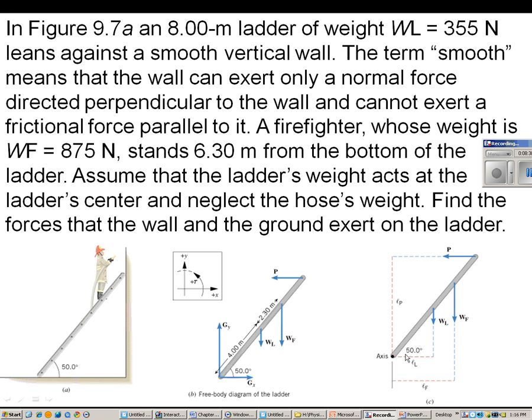We'll have to use trigonometry. 6.3 meters times cosine of 50 to get the lever arm distance for the fireman. And for the ladder, the hypotenuse is 4 meters here for the ladder. So it'll be 4 meters times the cosine of 50 to get this horizontal distance, this lever arm distance for the ladder. Because the force line has to be perpendicular to the line to the fulcrum.